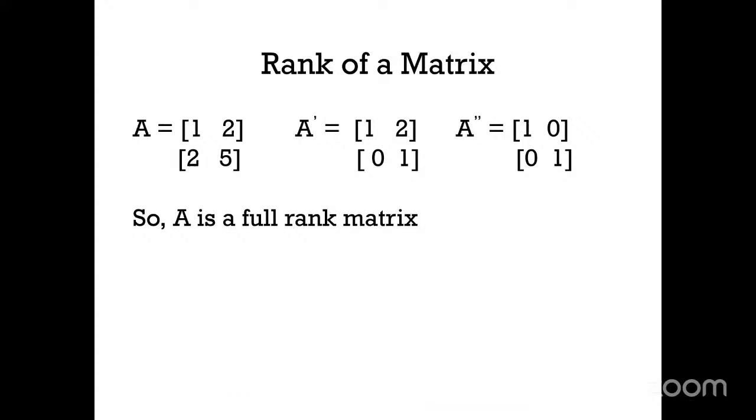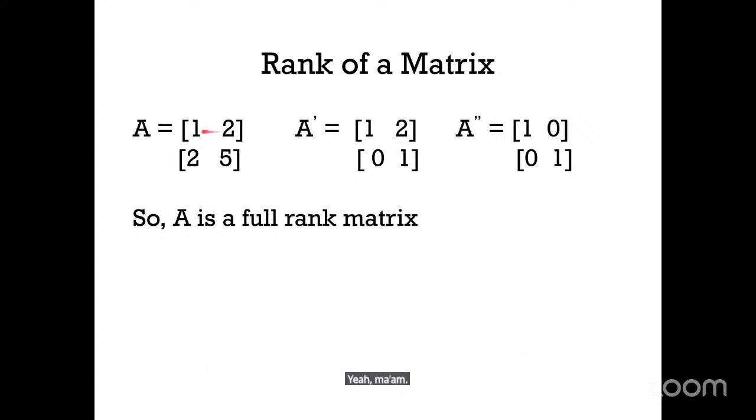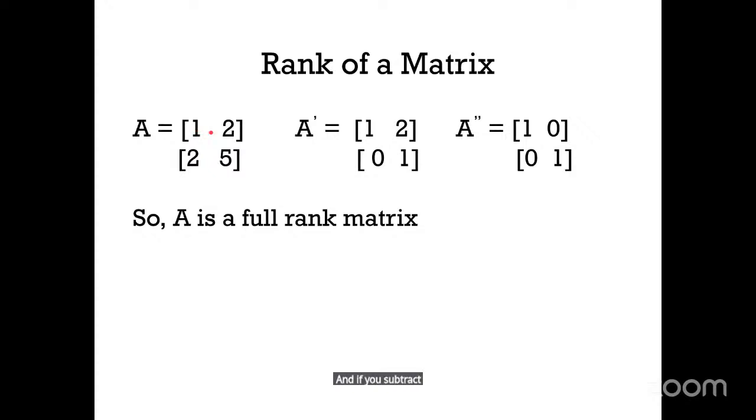Sir, can we see the steps to derive the A double prime matrix? Okay. I haven't written any of these steps, but see this. If you multiply row 1 with 2, the first element will become 2, and the second element will become 4. Correct. And if you subtract the first row from the second row, 2 minus 2 will become 0, and 5 minus 4 will become 1. So this is the first A prime.